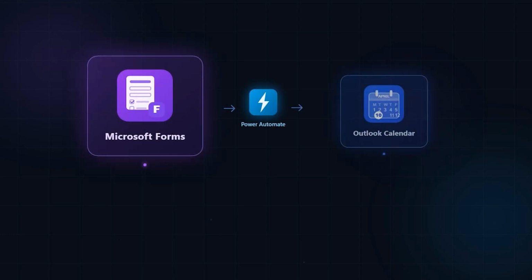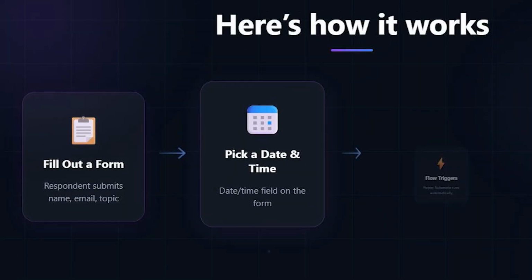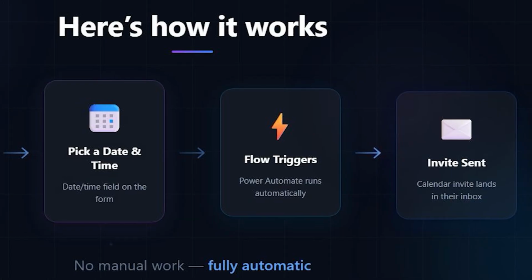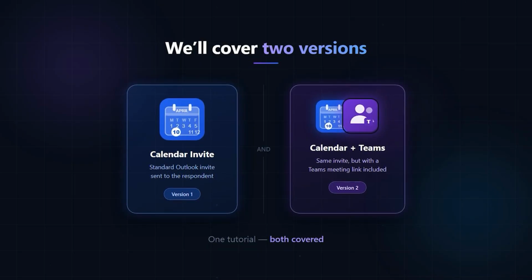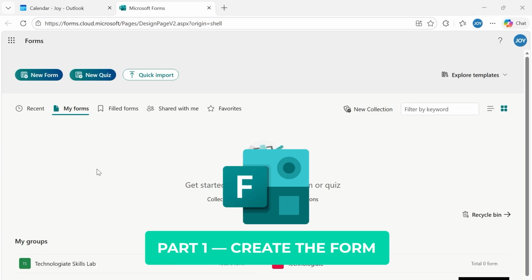In this video, I'll show how to use a Microsoft form to send Outlook calendar invites automatically using Power Automate. Someone fills out a form, picks a date and time, and a calendar invite is created and sent to them automatically. I'll also show you how to do the same thing but with a Teams meeting link included. Let's build it. First, I need to create a form.